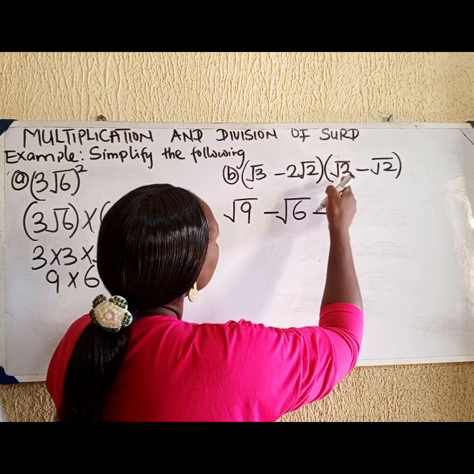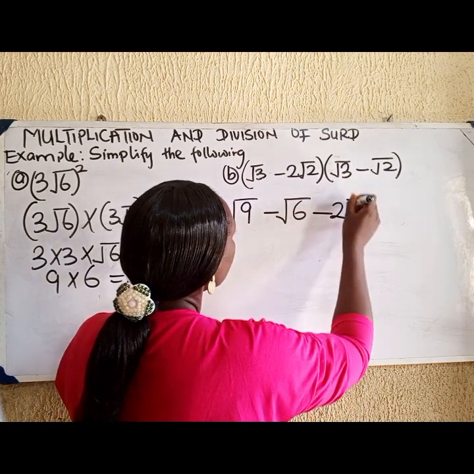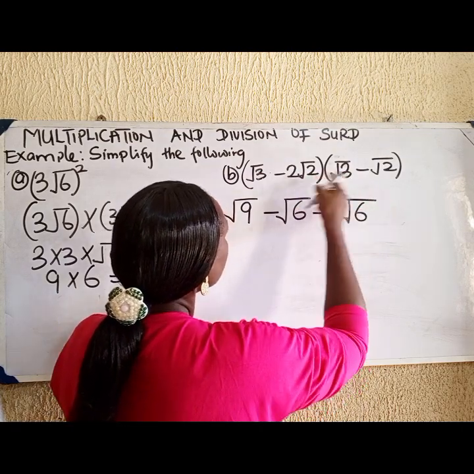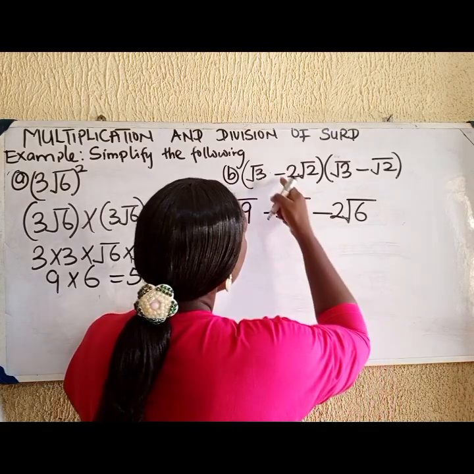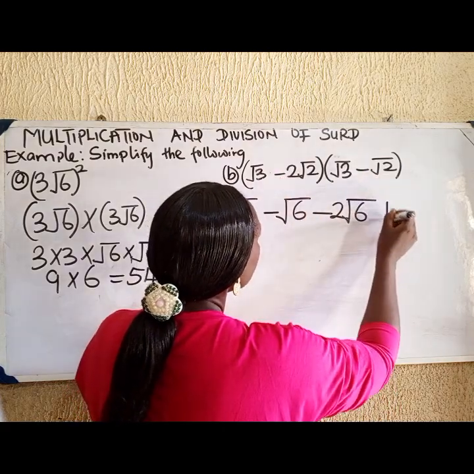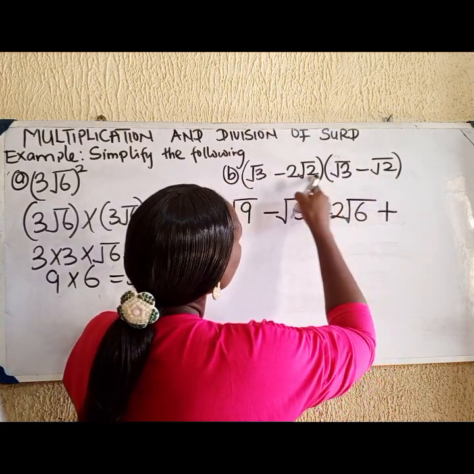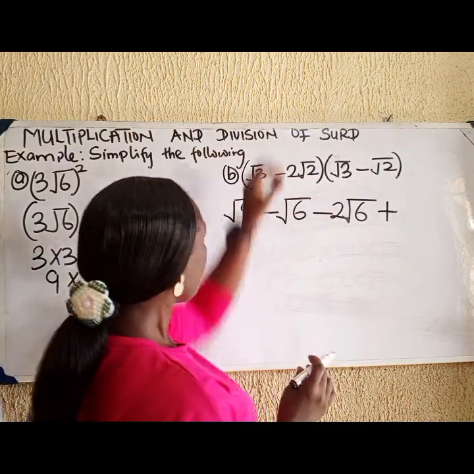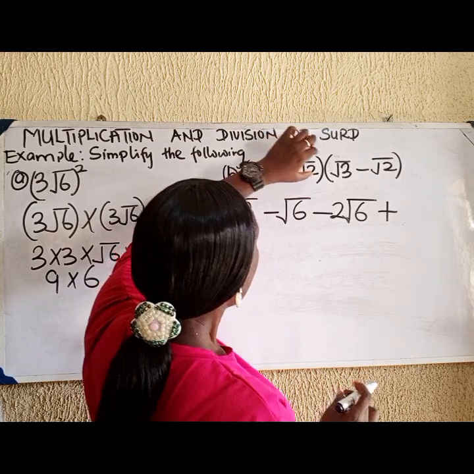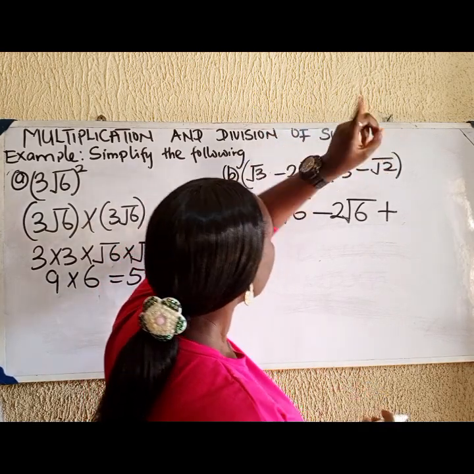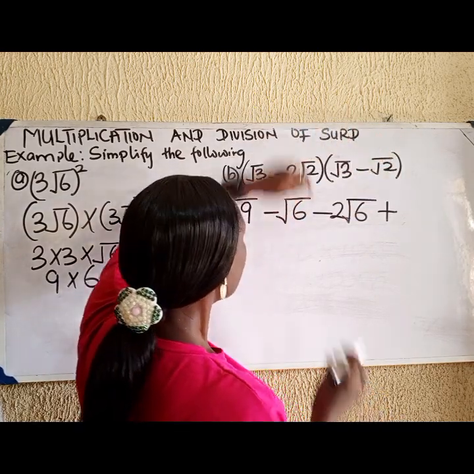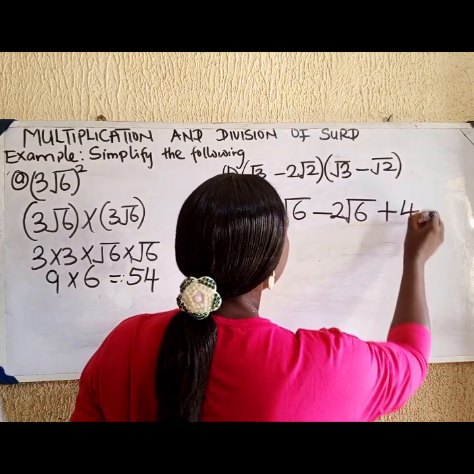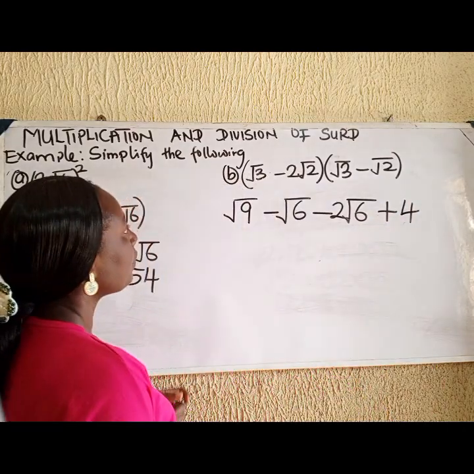Then root 2 times root 3 will give me also root 6, because 2 times 3 is 6. Then minus times minus is plus. And root 2 times root 2 will give me 2. That 2 times this 2 will give me 4. I believe it's clear.